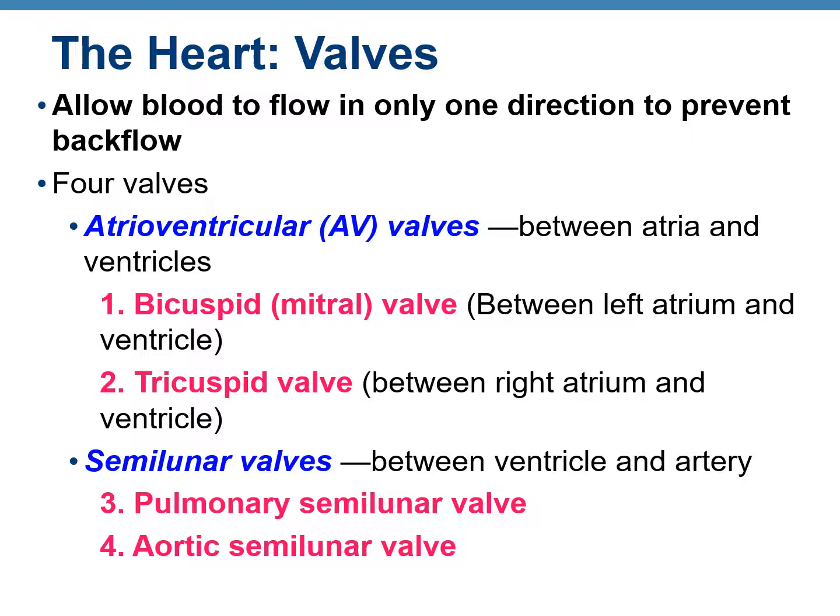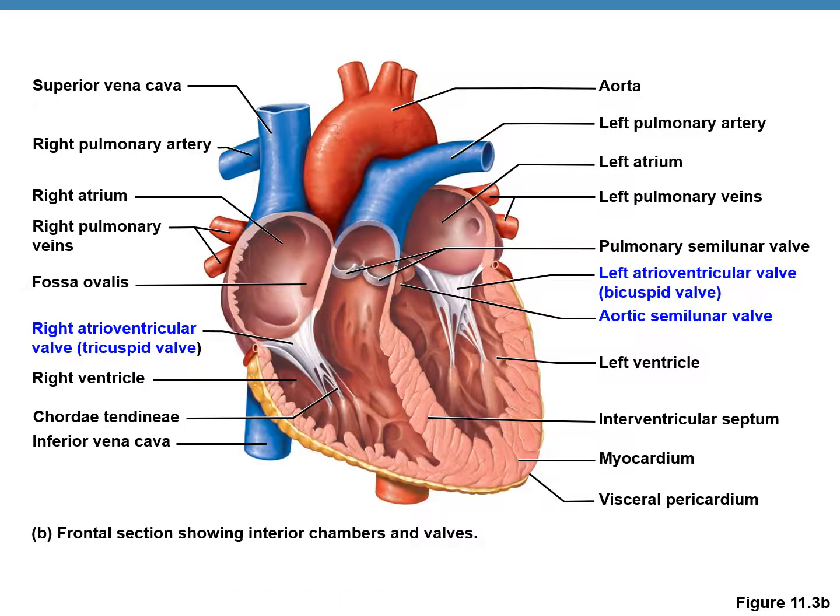In addition to these windows or these valves, there is also another type of valve about which we are going to learn slowly. Those are known as semilunar valves, and these are present between ventricles and arteries emerging from these ventricles. The 2 types of semilunar valves include the pulmonary semilunar valve and the aortic semilunar valve. This figure shows the tricuspid valve, the bicuspid valve, and the aortic semilunar valve.